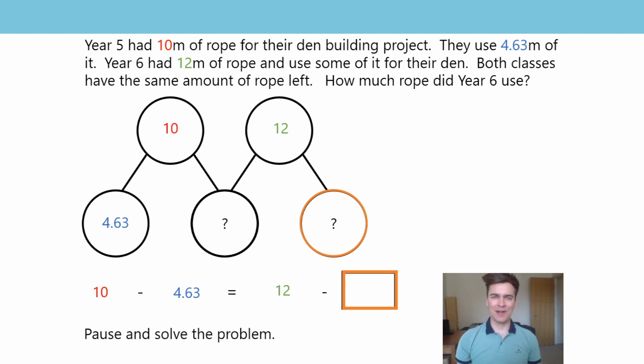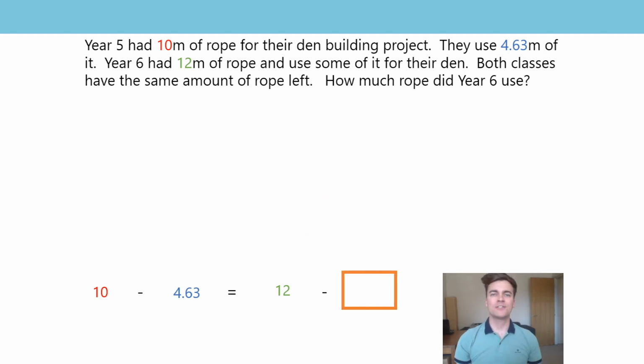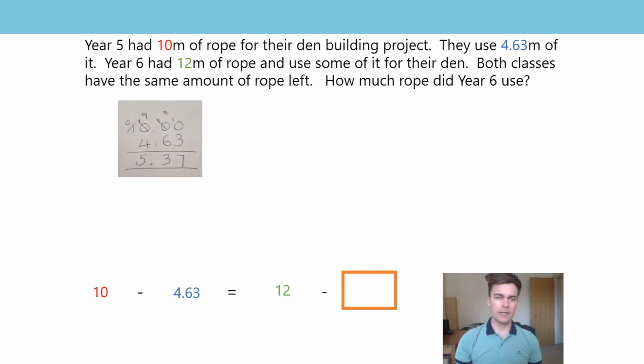Press pause and have a go now at solving the problem. How much rope did Year 6 use? Press play again when you're ready. How did you get on? Have you found out how much rope Year 6 used? That's the important part. That orange subtrahend is the answer to our problem. And to reach that answer, we probably have found out how much rope each class has left, and it's the same amount for each of them, but it's the amount that Year 6 used that will give us the final answer to the problem. Now, I used a written subtraction to get me started. So I subtracted 4.63 from 10.